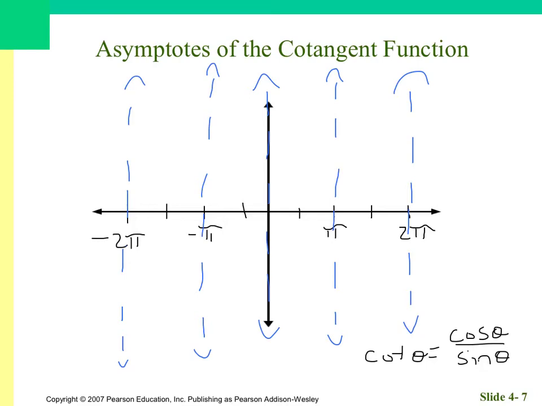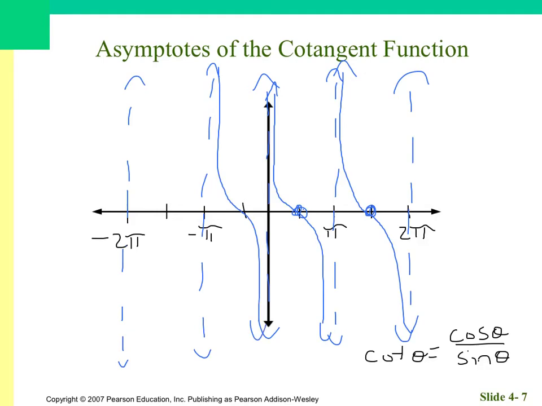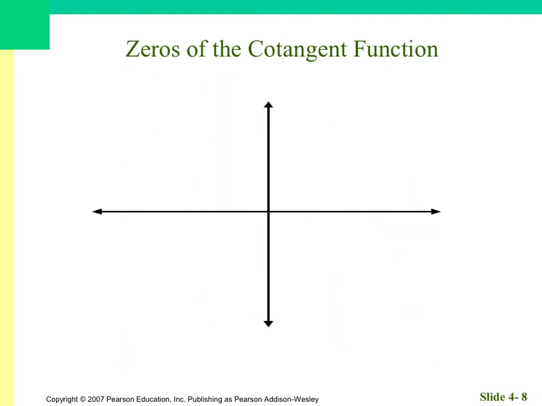So it starts high and goes low. There's a 0 at pi over 2. There's a 0 at 3 pi over 2. Negative pi over 2. Okay. So there we go. Zeros, that's what we just found.